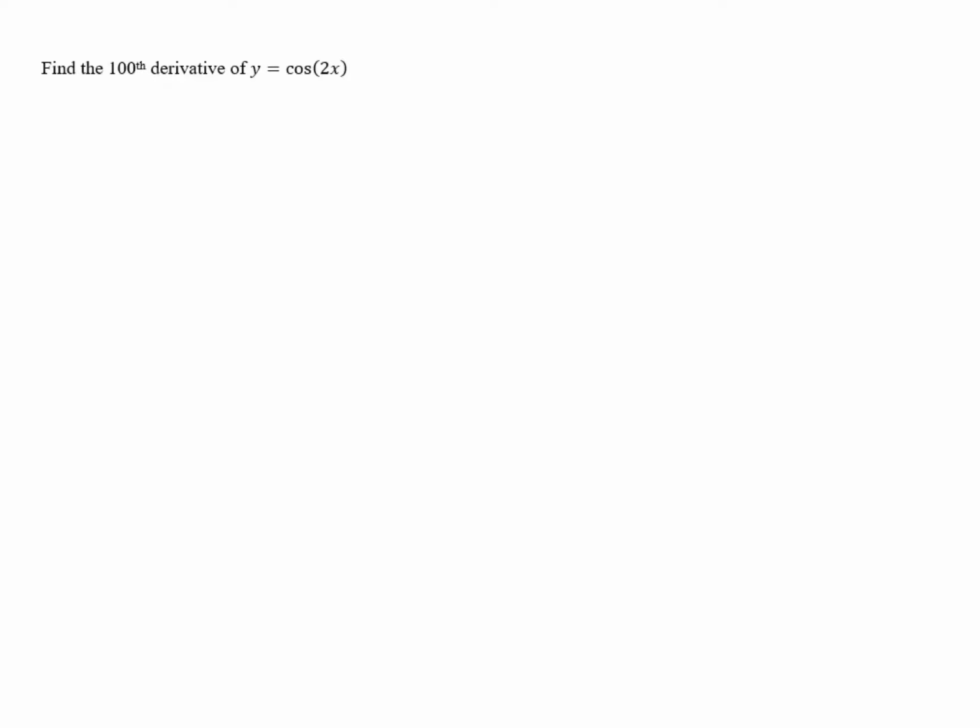So the goal for a problem like this is to take the first few derivatives, maybe 4 or 5 or 6, and see if we might be able to find a pattern. So let's look at the first derivative.